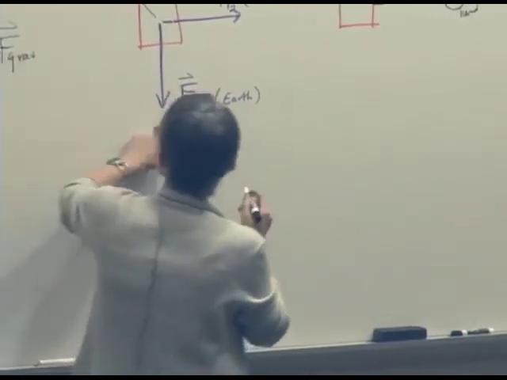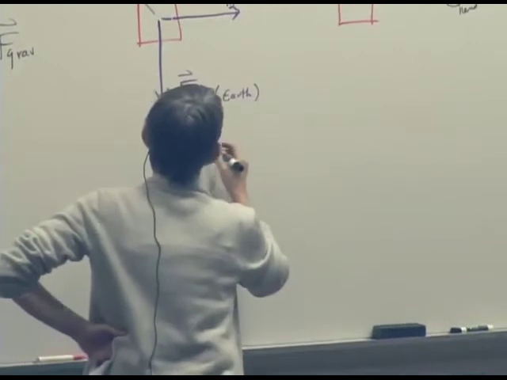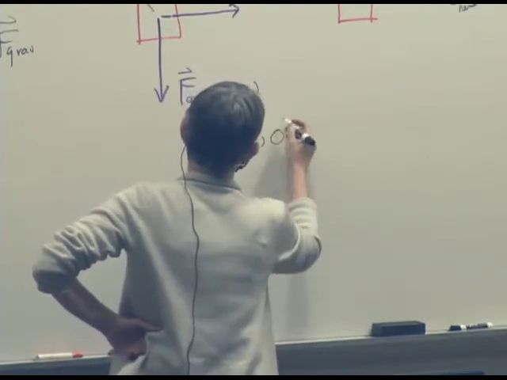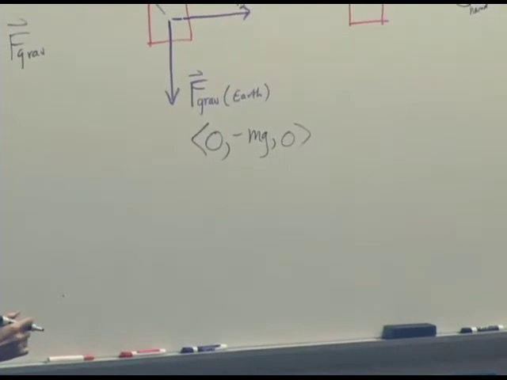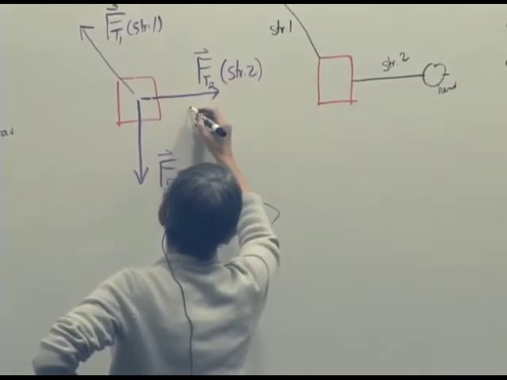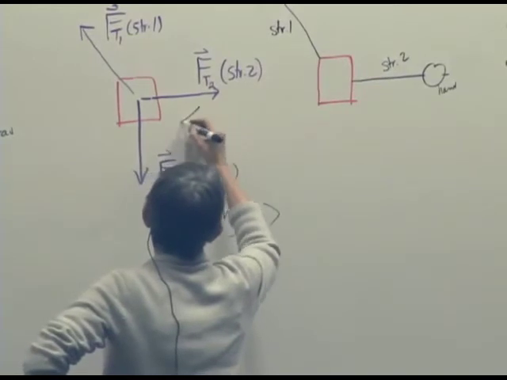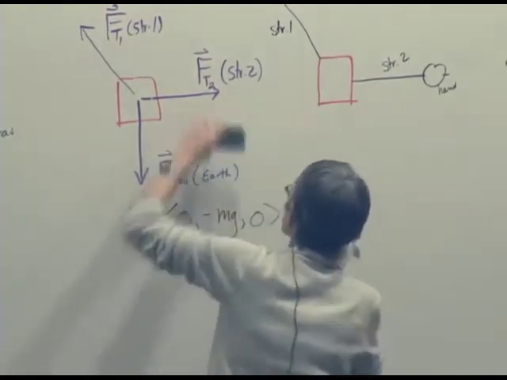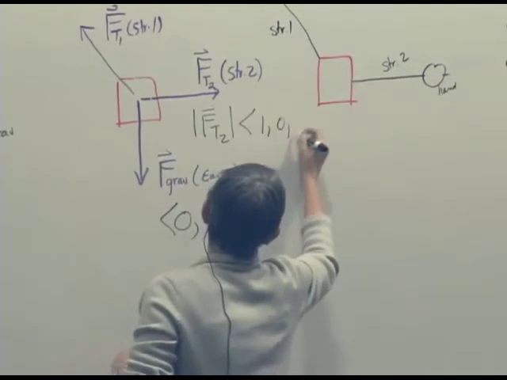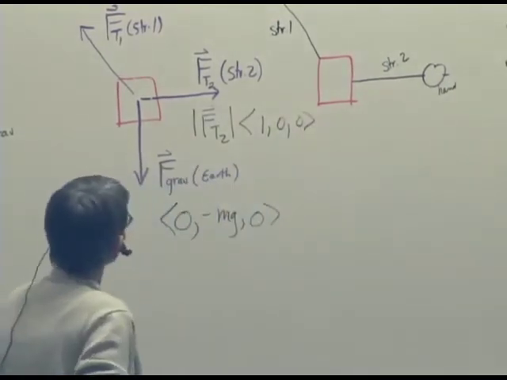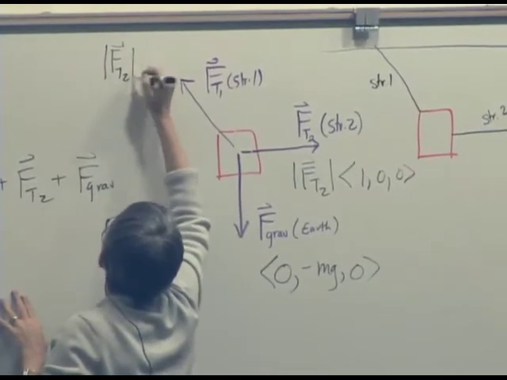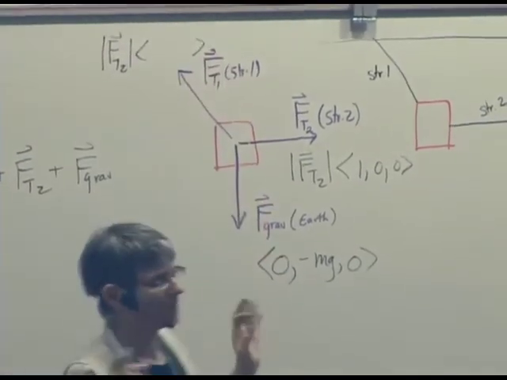Well, this force is easy. This force is just <0, -mg, 0>. And this force, well, at least we know the direction. We can write it as the magnitude of the force, which is the magnitude of the tension, in direction <1, 0, 0>. And we can write this as the product of the magnitude of this T2 force times some unit vector, and now we need the unit vector.